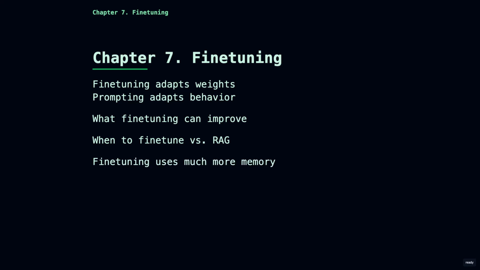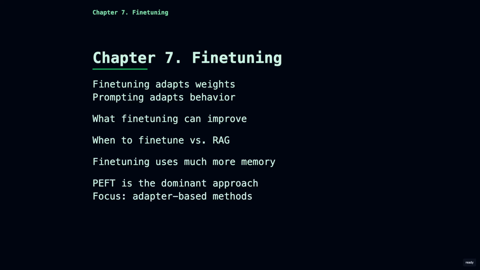Compared with prompt-based approaches, fine-tuning usually needs far more memory. At modern model sizes, even a naive attempt can exceed a single GPU, which is why memory efficiency becomes a central issue in this chapter. That pressure led to parameter-efficient fine-tuning, or PEFT. Instead of updating everything, PEFT changes only a small part of the model, and adapter-based methods are one of the most important families to understand.